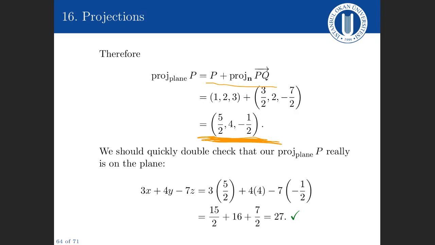Before we go on, let's do a quick double check. Is this point really on the plane, or have we made a mistake? 3x plus 4y minus 7z. Put these numbers in and we get 20. The answer is yes, this point really is on the plane, so probably we have not made a mistake.